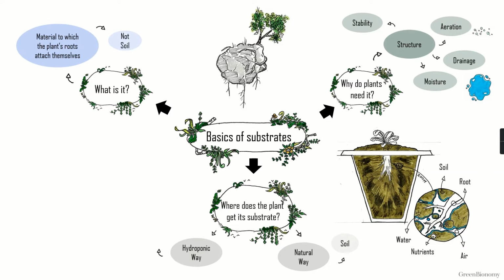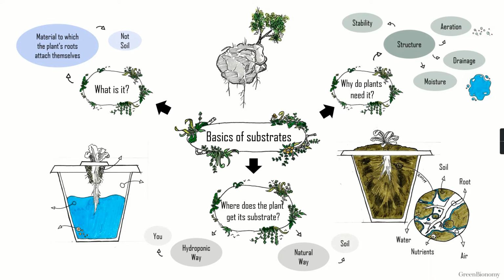Now, in hydroponics, you are the one choosing. You choose the material that the plant will have at its disposition. That's why it's an important choice. Here you can see a hydroponic system. This type of system is a Kratky system. There are many types of hydroponic systems. Again, here you will have a substrate, but it's not soil. Here we're using clay pebbles. That's one of the substrates or growing media we will be viewing in this video. You will also have your air, your nutrients, and your water. Okay, so now you know what it is, why the plant needs it, and where it gets it.